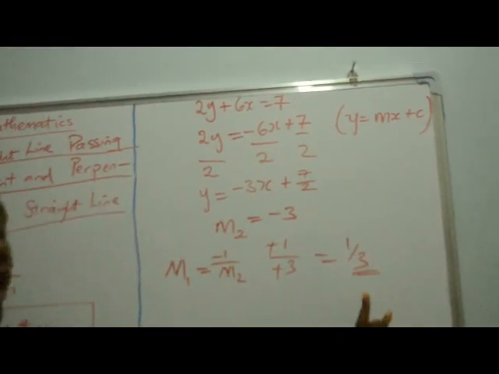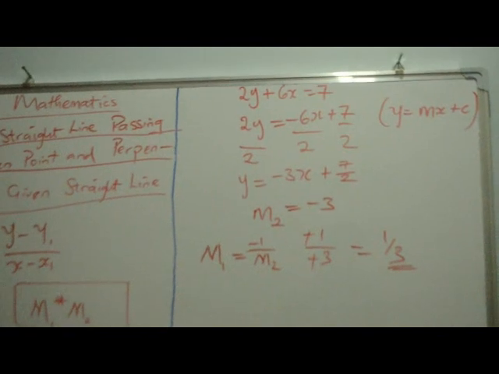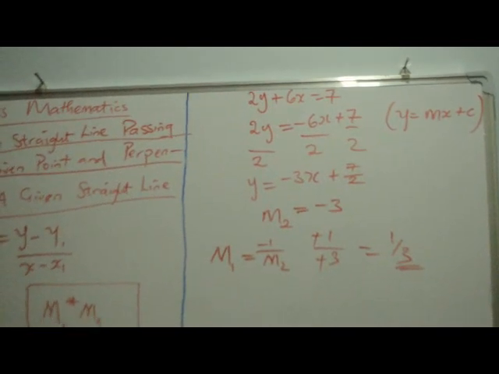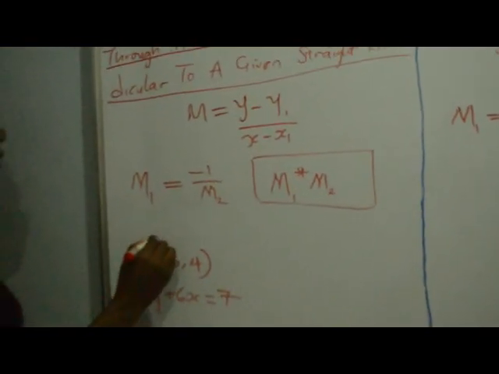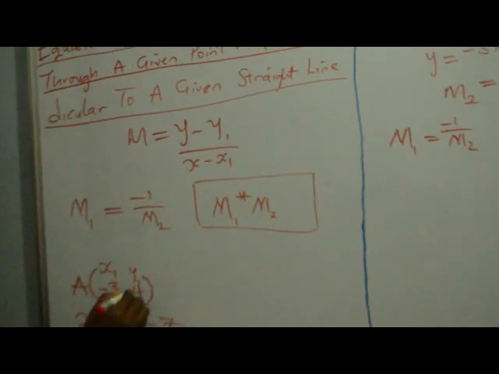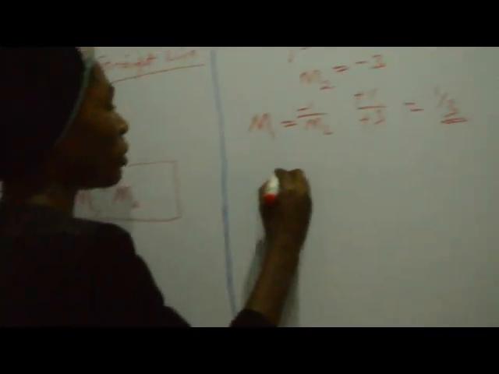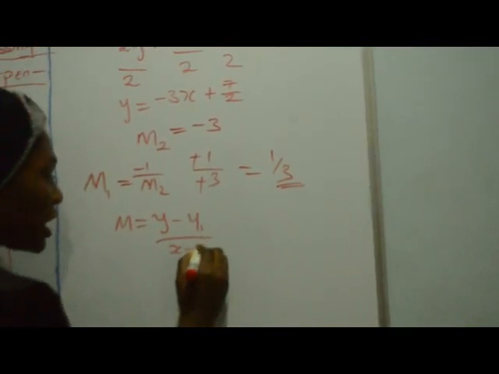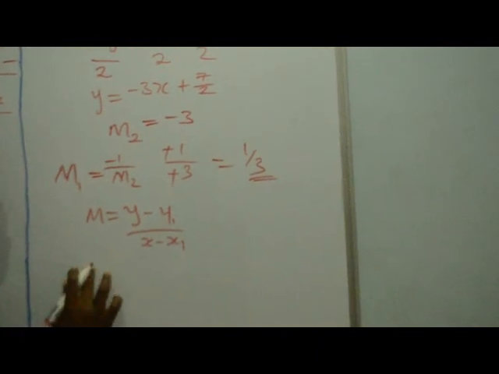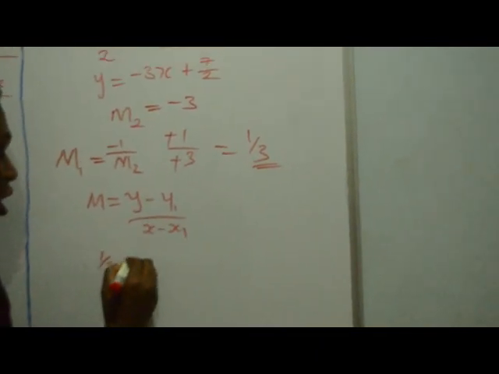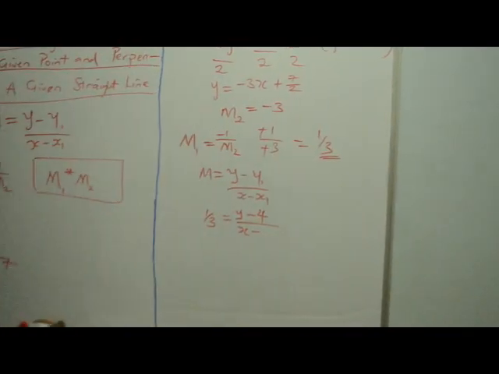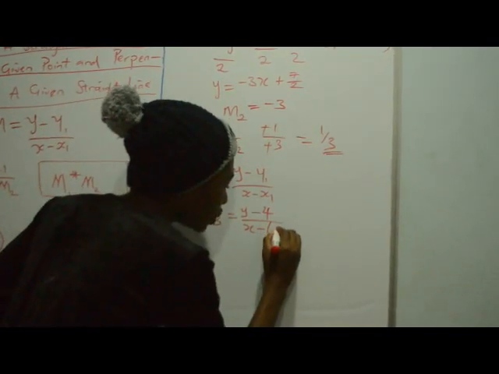Now since we have gotten our gradient, we can bring in this format to get the equation of the straight line we're talking about. We have only one point given, so we can label our point as x1 and y1. Let's quickly go to our formula. m is equal to y minus y1 over x minus x1. m, which in this case is 1 over 3, is equal to y minus y1, which is 4. And our x1 here is -3, so we'll have minus -3 in brackets.